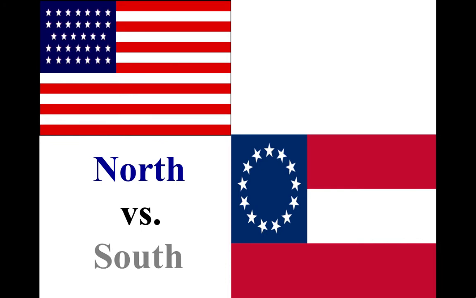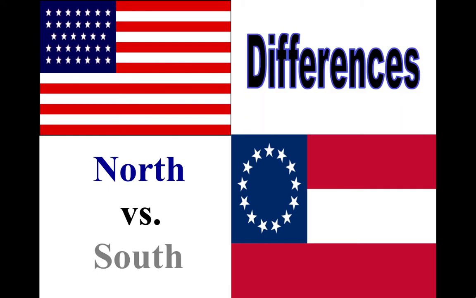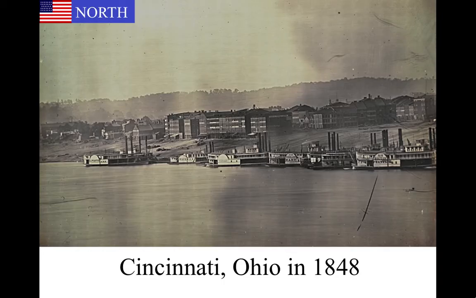Welcome in everybody to our final unit on the Civil War, and we're talking today about the differences between the North and the South. So the first part, I want you to examine this photograph and notice in the background you see factories, you see houses, you see the steamboats on the river, and this photograph was taken in Cincinnati in 1848, and it's a very nice capsule for us of what things were like in a northern city.